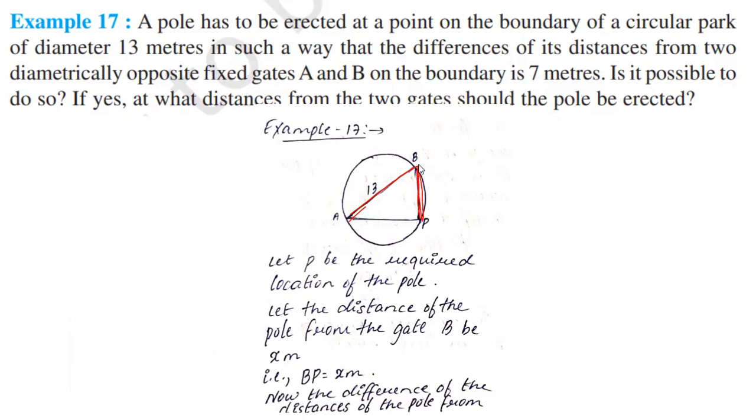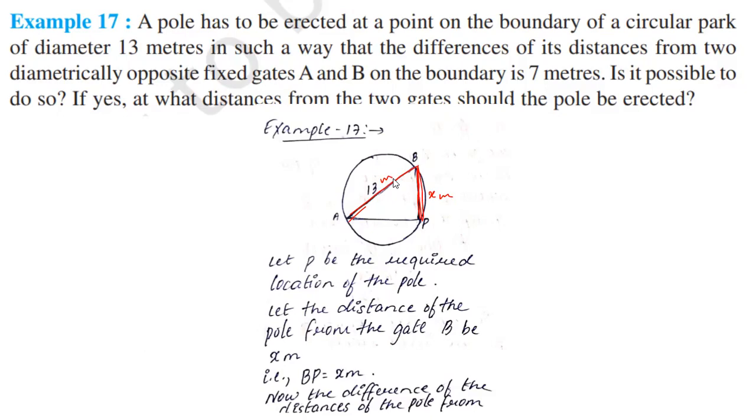Now let P be the required location of the pole. You have to imagine a few things because we cannot show it over here. It's all based on your imagination. You see a circular plate, and it's standing upwards. And the distance of the pole from the gate B will be X. This distance will be taken as X meters.